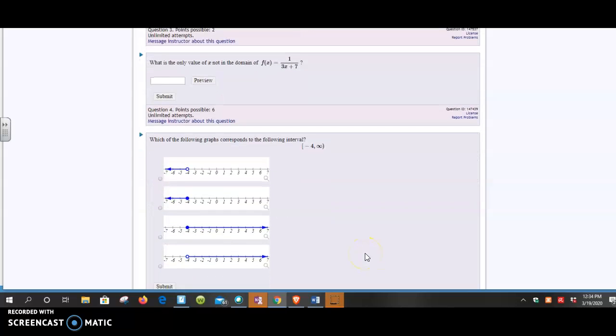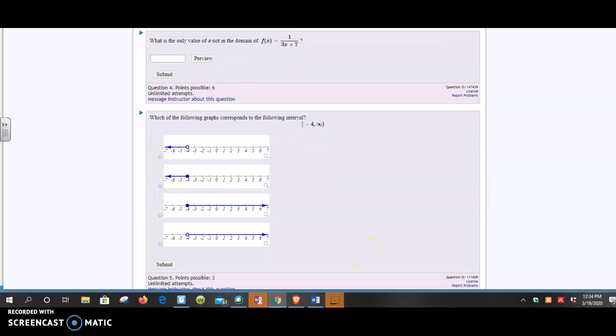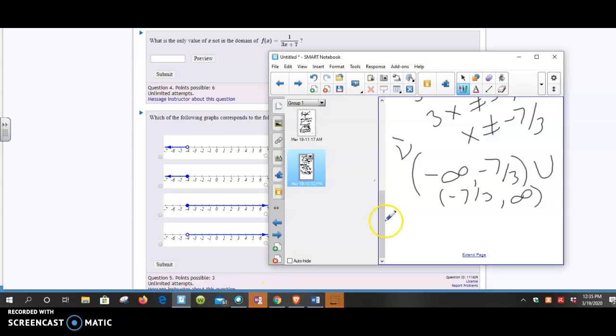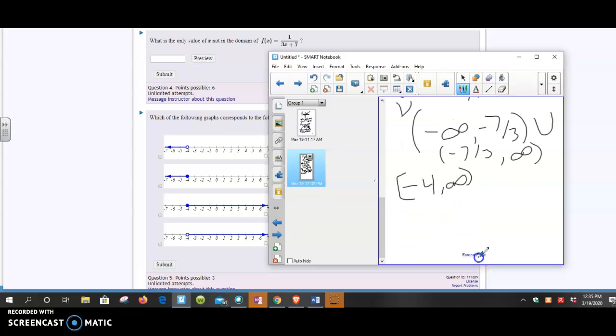What do we have next? So which of the following graphs corresponds to negative 4 infinity, hard bracket? Negative 4 infinity. So if we have negative 4 infinity with a hard bracket like this, infinity always has a soft bracket itself. As we just said, if we put 0 there and negative 4 here, that means we're going to have a filled in dot and go everywhere to the right. Okay, because that's going to include negative 4 right there. That's what we're saying. All right.